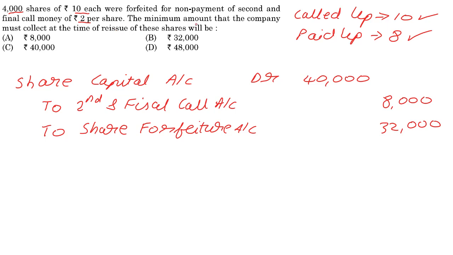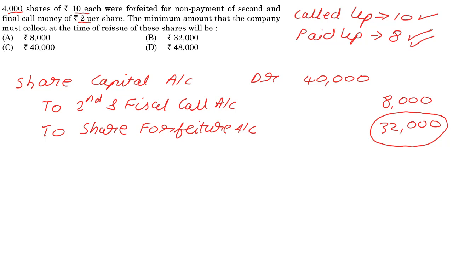Now, the question that is being asked is the minimum amount that the company must collect at the time of reissue of shares will be. Okay, and we have been given options. Now, because we have cancelled somebody's share and we are reissuing, we have a buffer of 32,000 rupees altogether. And on a per share basis, keep in mind it is 8. That means if we are selling it now to a third party, we can afford to give them a discount. Remember, we cannot issue shares at a discount initially, but when we forfeit shares and we reissue, we can issue it at a lower price. And that discount, if any, gets debited to the share forfeiture account.